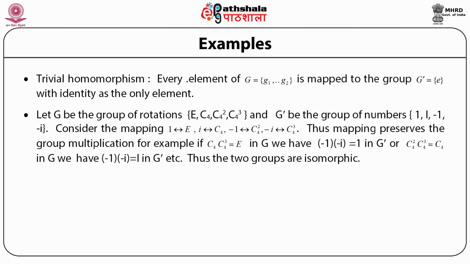Likewise, C4 square times C4 cube is equal to C4 in G, whereas in G prime, the mapping of C4 square is minus 1 and of C4 cube is minus i. Therefore, C4 square times C4 cube goes to minus 1 times minus i, which is equal to i in G prime. Thus, the two groups are isomorphic.